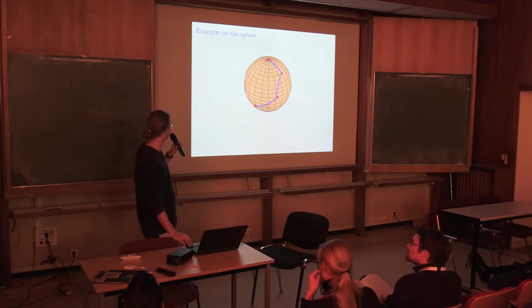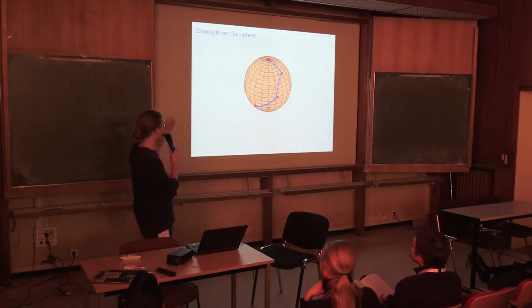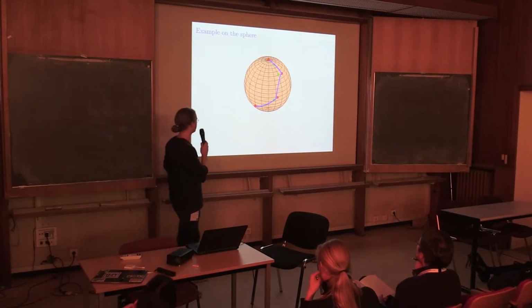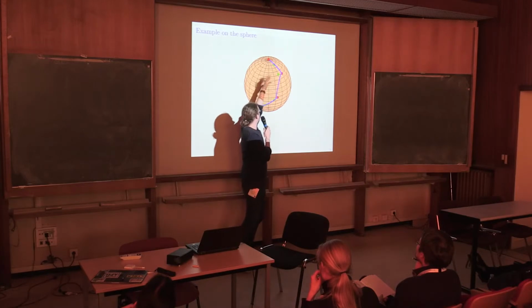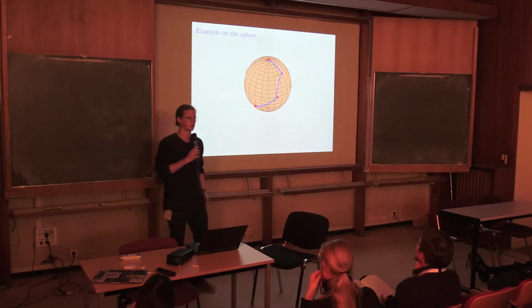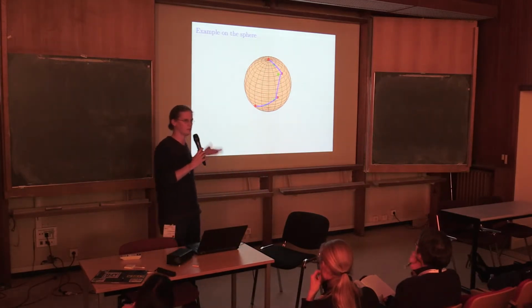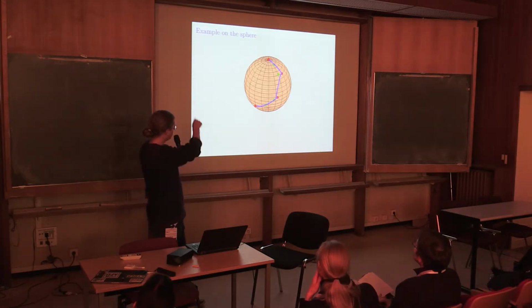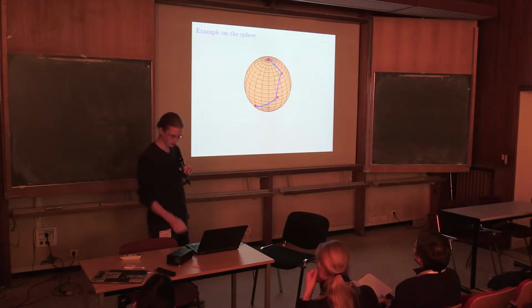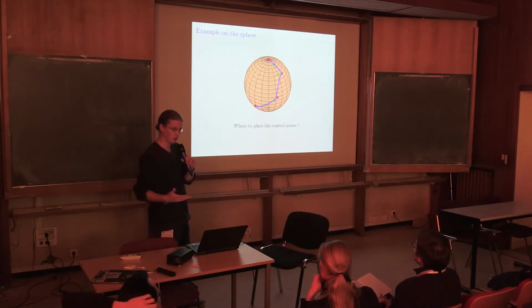This is a result on the sphere. So yeah, you have to believe me. It's an act of faith. Here are the data points, and this makes interpolation. You choose the control points even randomly, and you have a fitting curve. But here it's kind of ugly, and the control points were chosen randomly, so we would like to know where we have to place them.